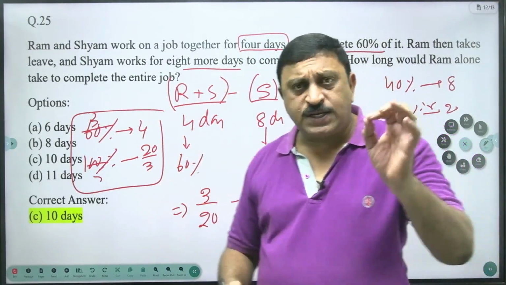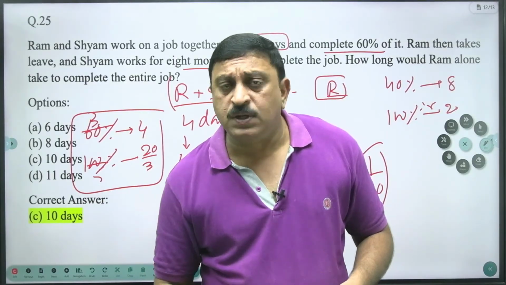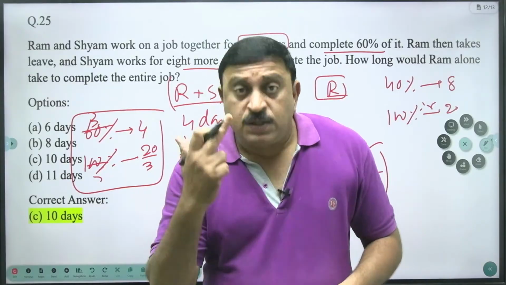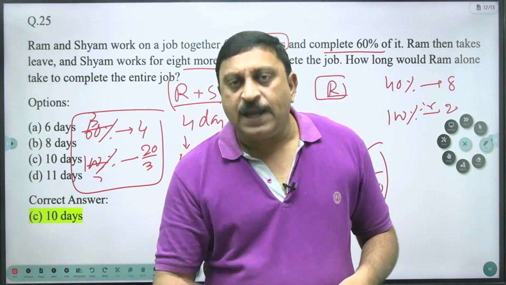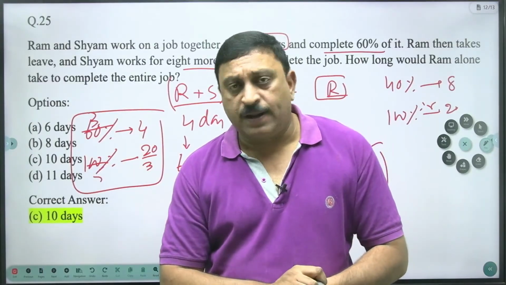Time and work: people think it is indirect proportion, but no, it is direct proportion. That's why I have done it like this. We do that in our regular class also.